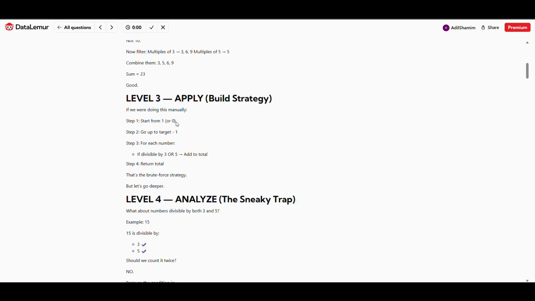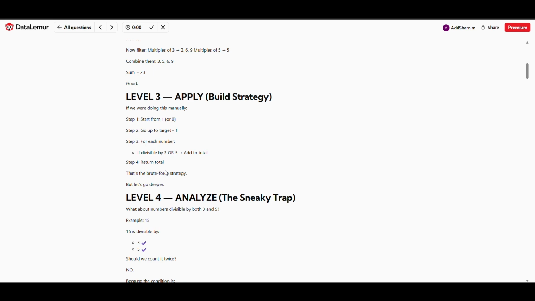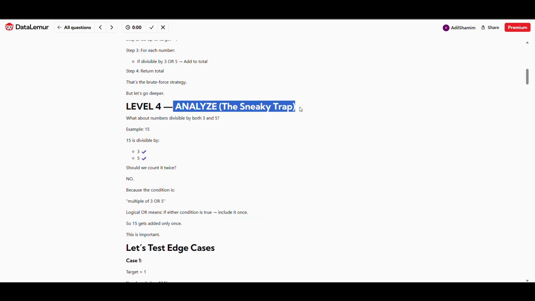So this is the target range. Okay, fine. Go to the target. We just try to show the target. Go up to that target. Then for each number, check divisibility by 3 or 5. Add to the total. Okay. Return the total number. We just need to sum and return the total. That is the easy part. Analyze this graph.